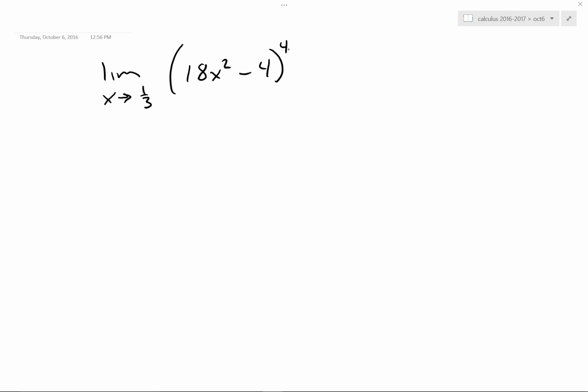So, what do we do? What do we do? Do it. What do we do? Well, look, I've got it to the 4th power, eh? And what did we say we could do? We could move the limit inside of it, yes? So we'll find that limit first. And whatever that limit is, what are we going to do to it? Take it to the 4th power.